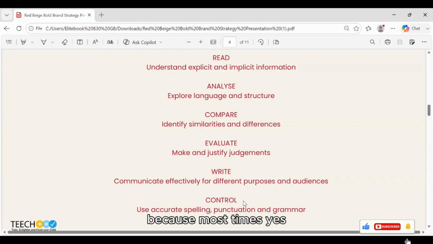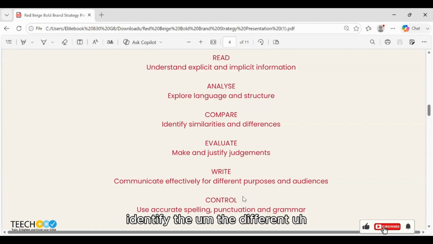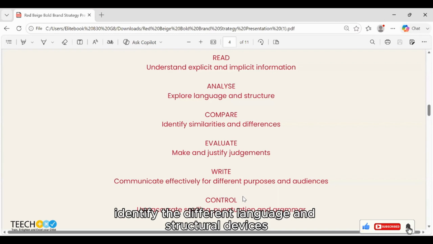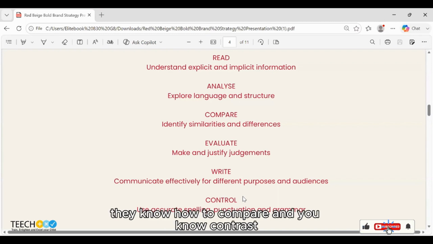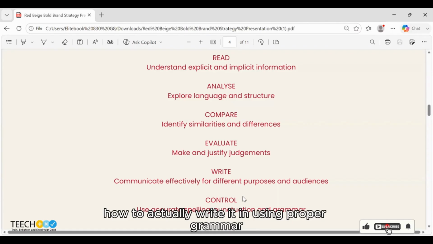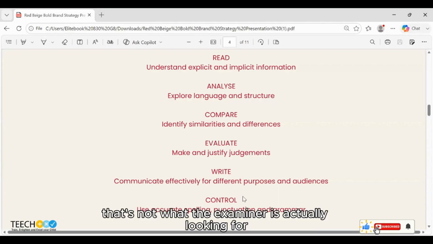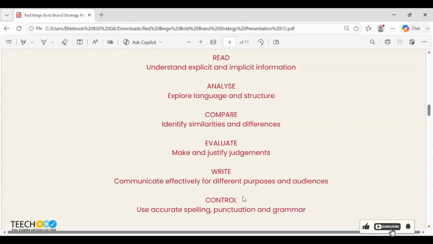Because most times, yes, they are being taught a lot on how to identify the different language and structural devices. They know how to compare and contrast, but they do not know how to actually write it using proper grammar. They want to write like they talk, right? And that's not what the examiner is actually looking for.